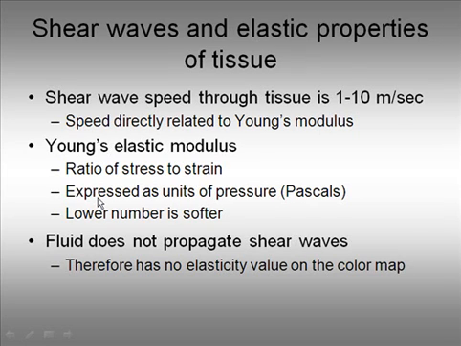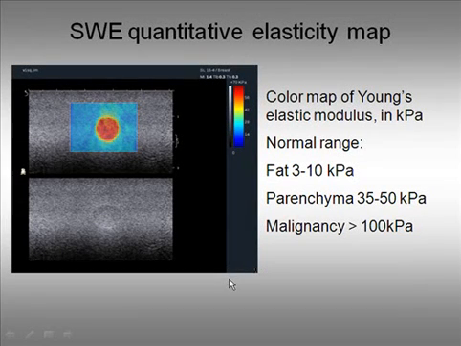The elastic modulus is expressed as units of pressure in pascals. And for those of us who don't want to remember so much physics, very simply, lower numbers are softer tissue, higher numbers are firmer tissue. And then, interestingly, fluid does not propagate shear waves at all. So any structure in the breast that is fluid, such as a cyst, will show up as a signal void. It has no elasticity value.